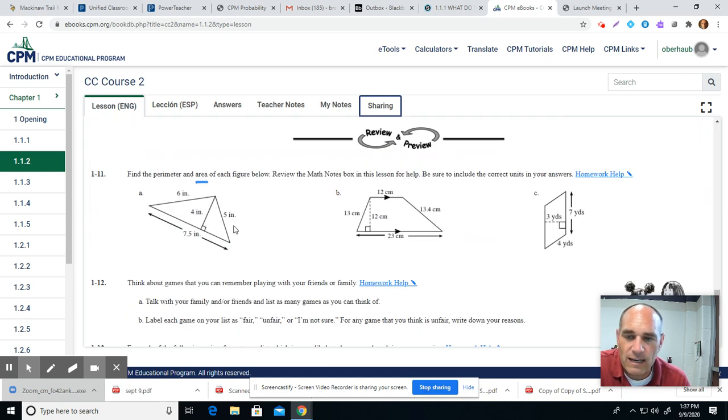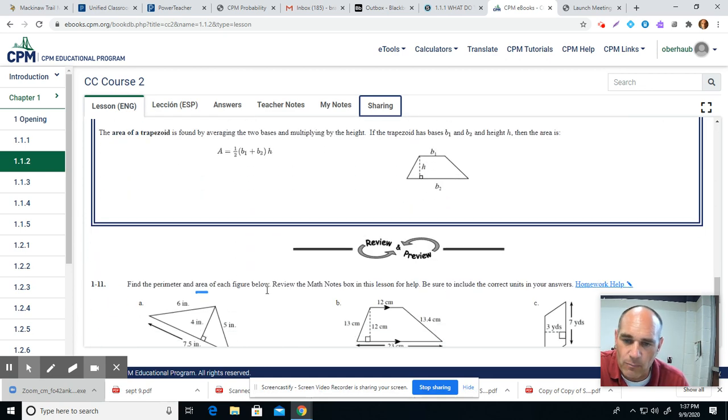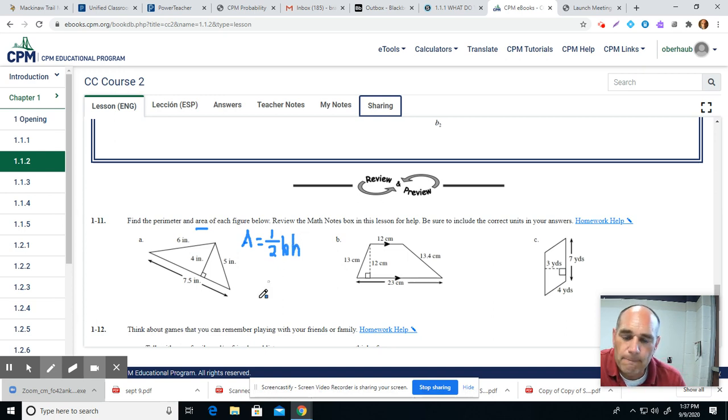So my first shape I have here is a triangle. So I go to my triangle and I find area of a triangle. It's this. Area equals 1/2 base times height. So the first thing I always do is I write down my formula. So I'm going to write this down on my notebook paper. Area equals 1/2 base times height. So on my notebook paper, A equals 1/2 base times height. All right.